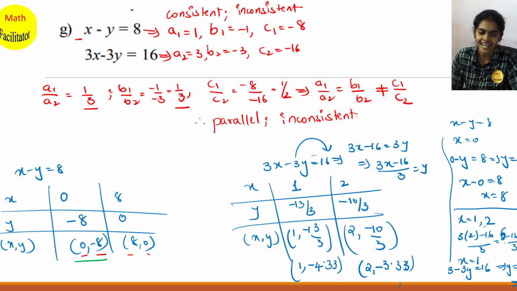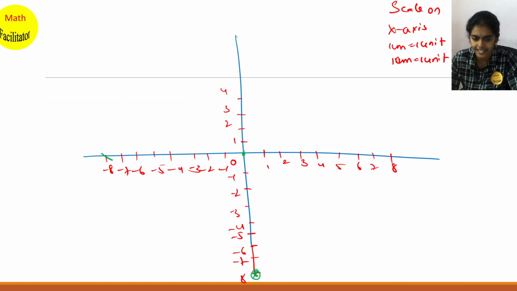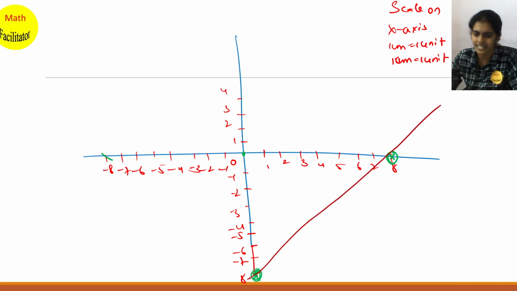And 8 comma 0. That means 8 on x-axis and 0 on y-axis, that is this point. 8 on x-axis, 0 on y-axis. This one is 0 on x-axis, minus 8 on y-axis. So now join these 2 points. See what line you are getting. If you are joining these 2 points, you will get a line in this way. Okay. So you will do it on graph paper with a scale and pencil, so you will get a perfect line.